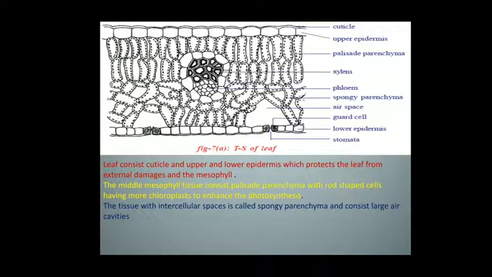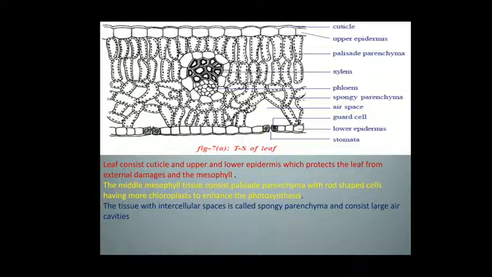If we take a transverse section of a leaf, it appears like this. The upper part is covered by a layer called the cuticle. After that, a line of cells called the upper epidermis, and at the bottom the same, called the lower epidermis. In the middle is the mesophyll tissue, the ground tissue or middle tissue. In this mesophyll, there are two types of parenchyma, palisade parenchyma and spongy parenchyma. In the middle of the midrib of the leaf, we can observe xylem and phloem.